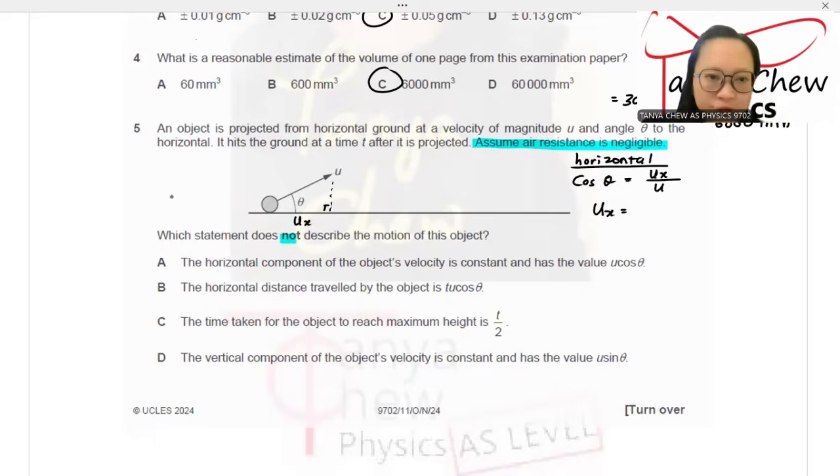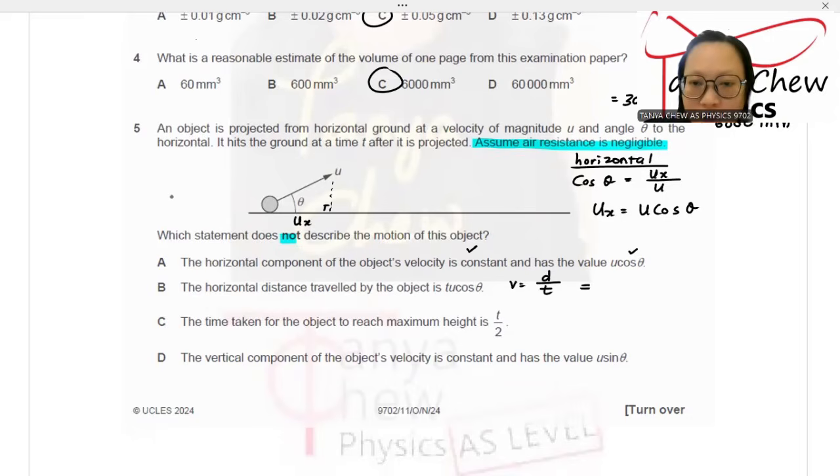And the first statement is true because the horizontal component of the object's velocity is always constant, the same value, and it has the value of u cos theta. This is correct. So A cannot be the answer because we have to find the statement that does not describe the motion. B, the horizontal distance traveled by the object is t u cos theta. If you want to find the distance, do you still recall? Speed is equal to distance over time.